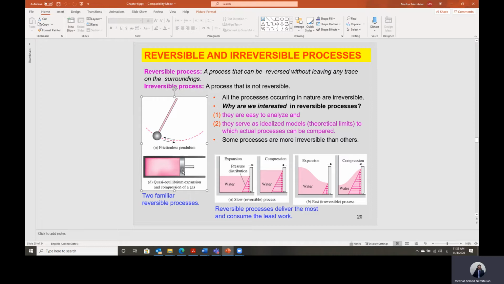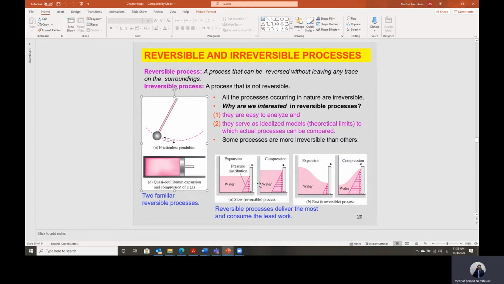If this process is done very, very slowly, so that equilibrium is attained everywhere within the system through a compression process, and then we reverse the process to be an expansion in the reverse direction, moving this piston very, very slowly, then equilibrium is also attained everywhere. In this case, we can say this is a reversible process, in which the process can be reversed without leaving any trace on the system.